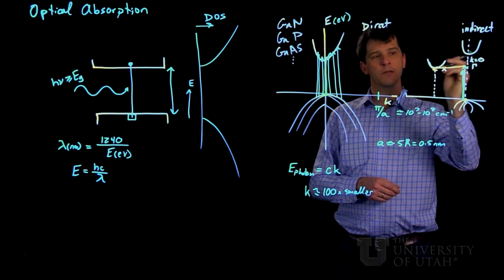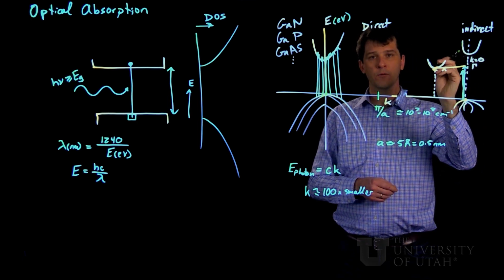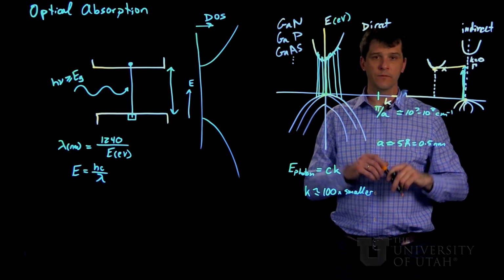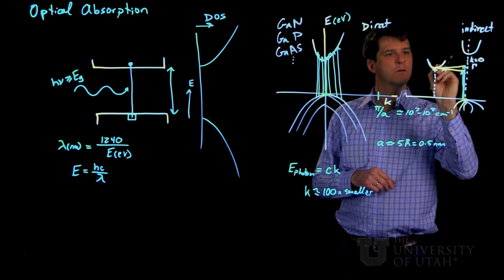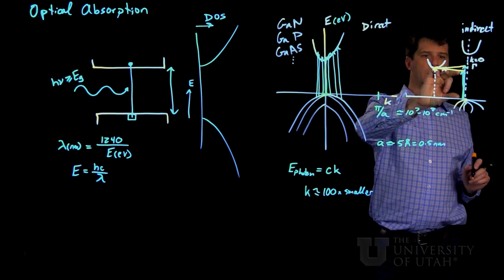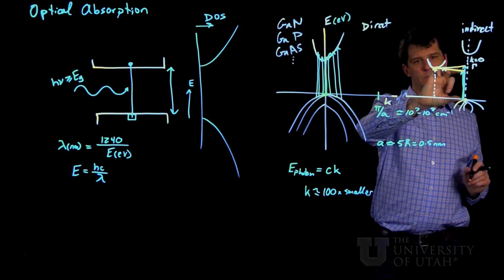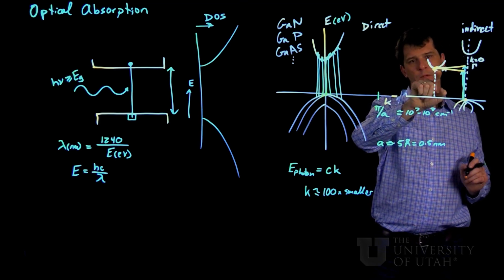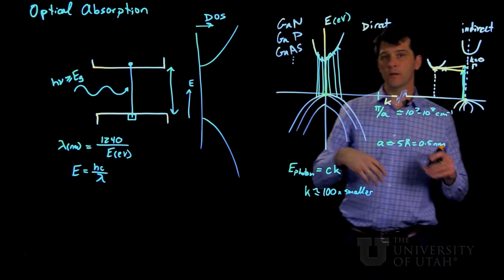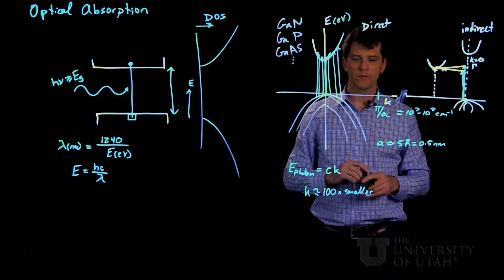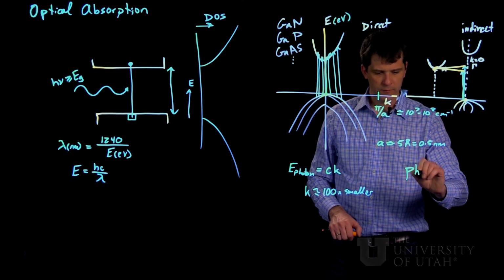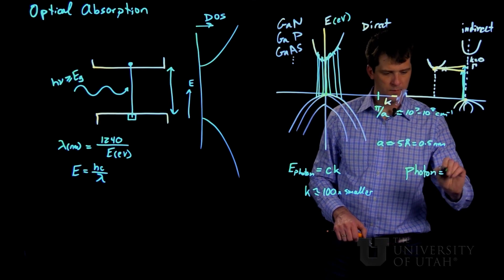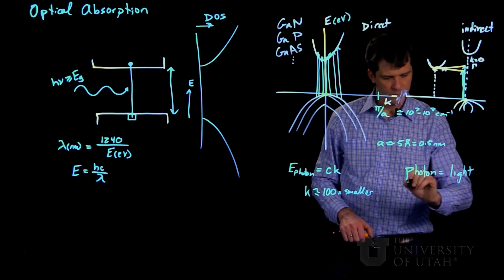plus the emission of one of these special particles, which is called a phonon, and I'll explain what that is in a minute, or the absorption of a photon which is slightly smaller than the band gap, coupled with the absorption also of a phonon at the same time. So what's a photon and what's a phonon?